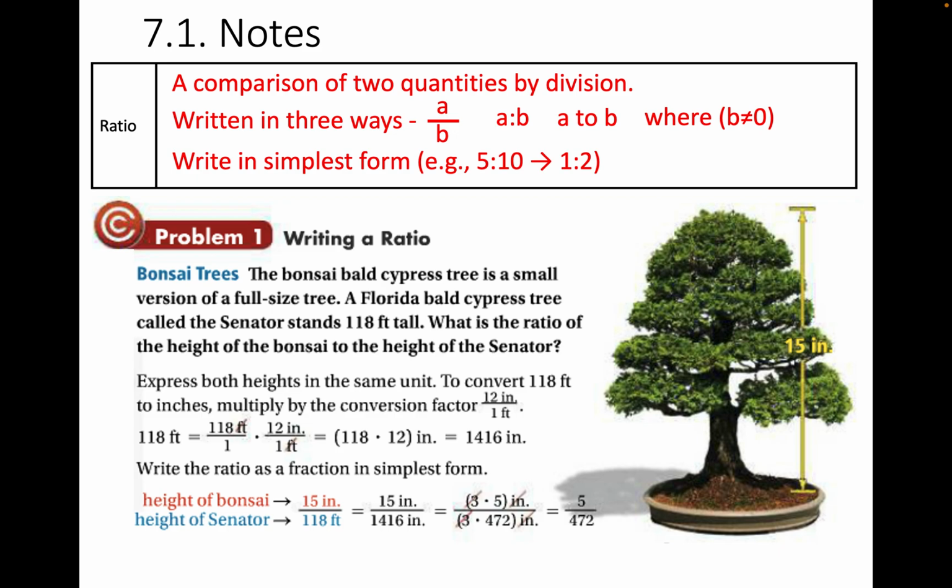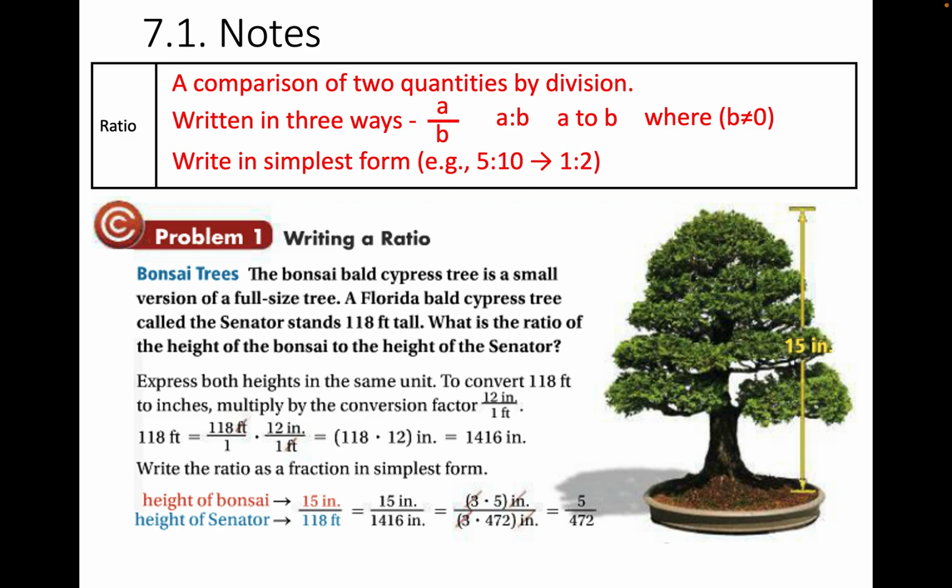The height of the bonsai tree is 15 inches. The height of the senator is 118 feet, which is 1,416 inches, like I just said. So the ratio would be 15 to 1,416. However, I can reduce both of those numbers by 3.